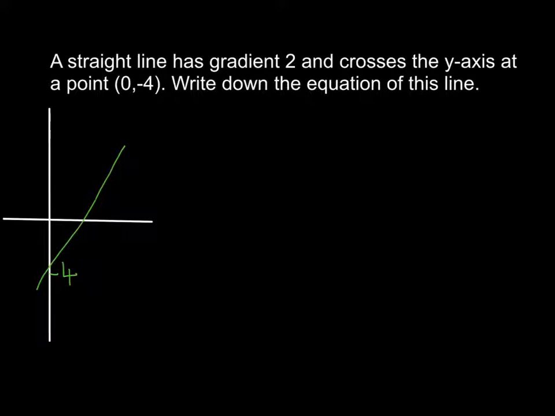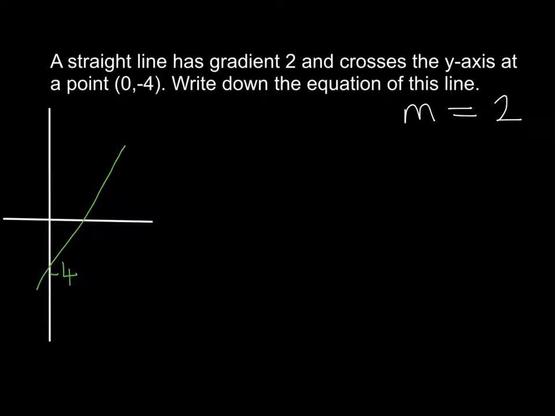So let's look at a worked example. A straight line has a gradient of 2 and crosses the y-axis at a point (0, -4). Write down the equation of this line. Well, we know the gradient is 2. So in our y equals mx plus c equation, we know that m equals 2.